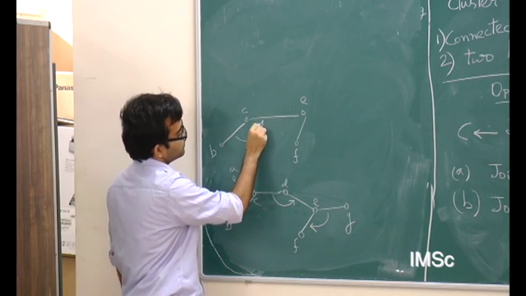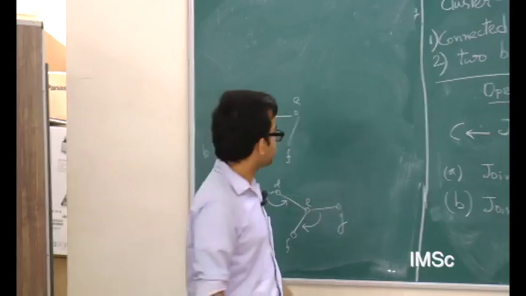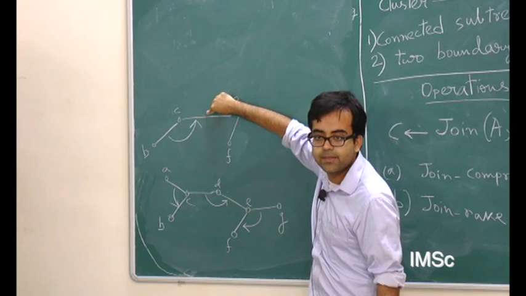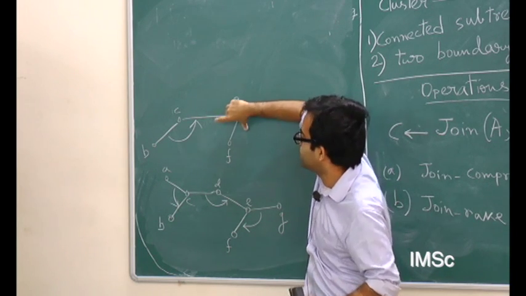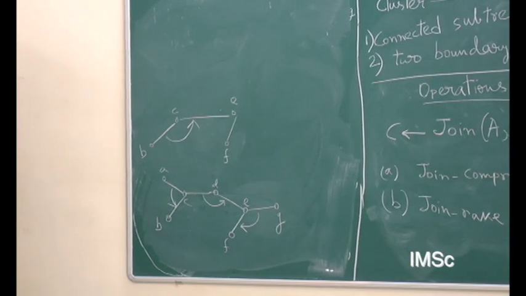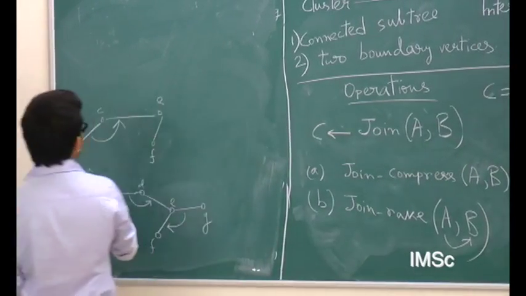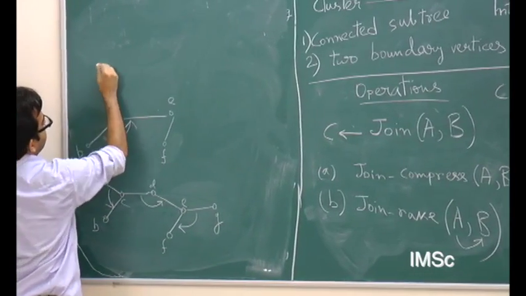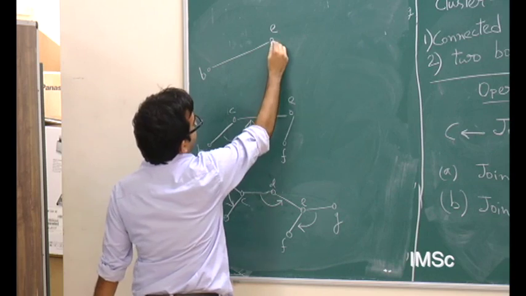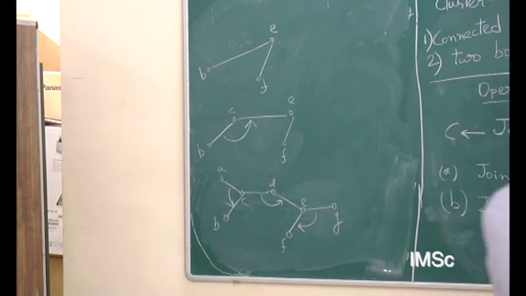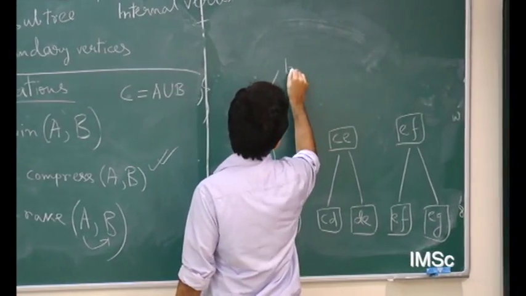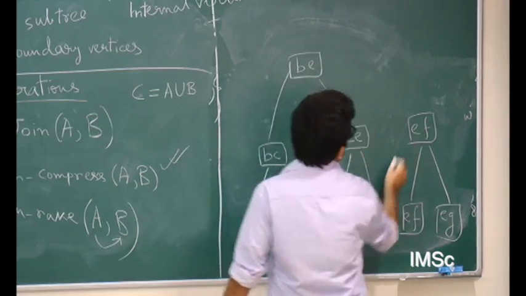You can say rake or compress, you can do anything. But you are not allowed to involve this cluster C in multiple operations at the same level. So, you cannot just say that I am going to compress both of these things simultaneously, because then it will have three children, and that is not allowed. So, BC and CE got compressed and got raked, say. And now you have BE in this level, B and E, and you have EF. BC and CE, and this is BE. And EF just means EF.